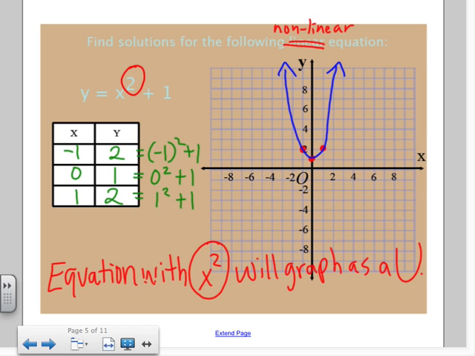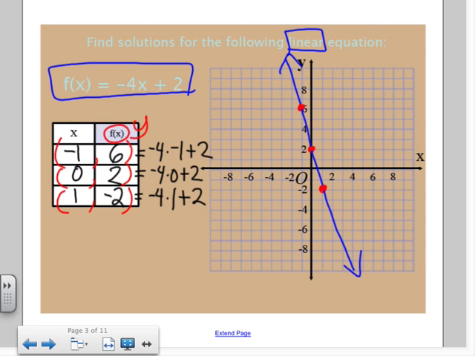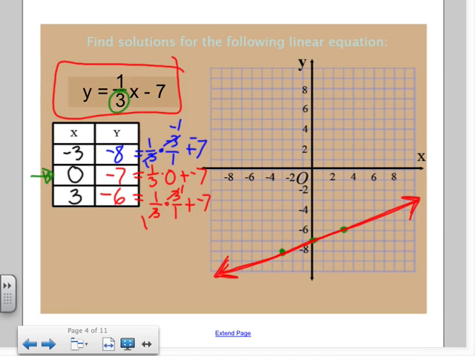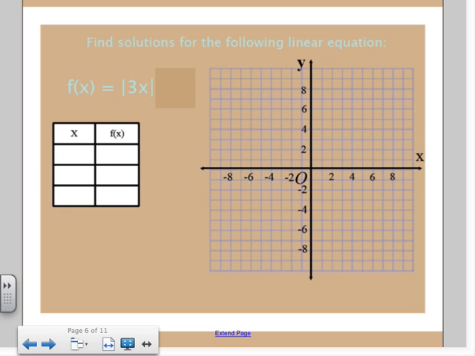You notice the previous ones we've done, if we backtrack a little, none of these had exponents, right? So they were all linear equations. They graphed as lines, just normal old equations. But as soon as you get an exponent in there, your equation will graph as a U. Look for that U shape. And it's a nonlinear equation. There's another kind of nonlinear equation we're going to talk about. So again, this is nonlinear.